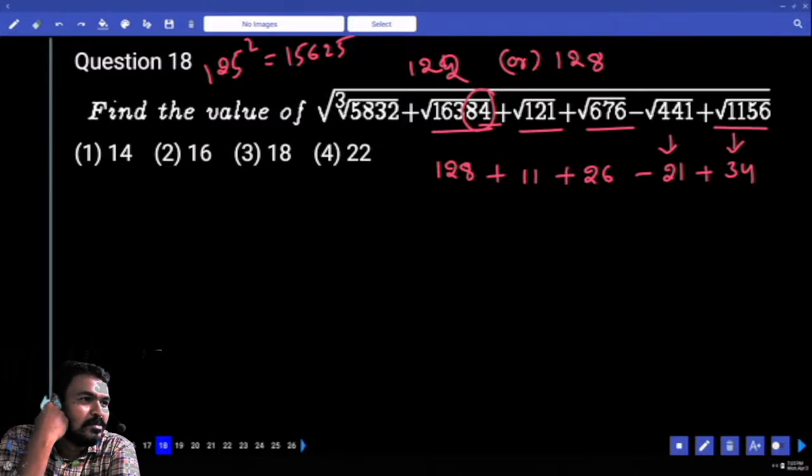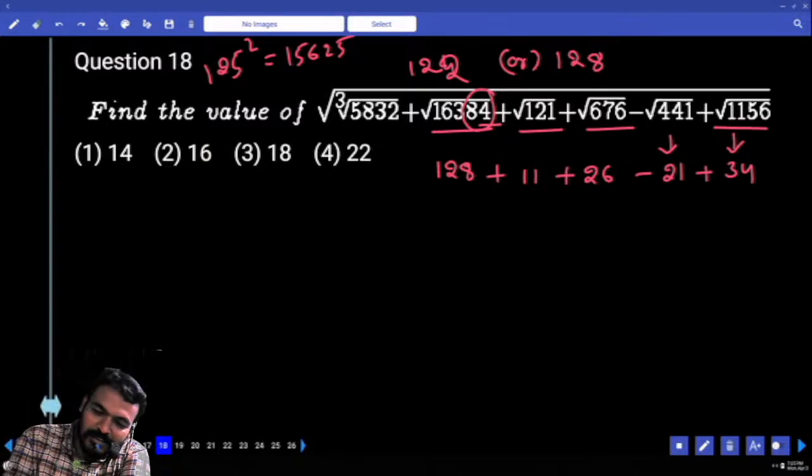28 square is how much? 784, or not? It means the last two digits are 84, so it must end with 28, or not? Next, 5832, which one is the cube? 18 cube, or not?